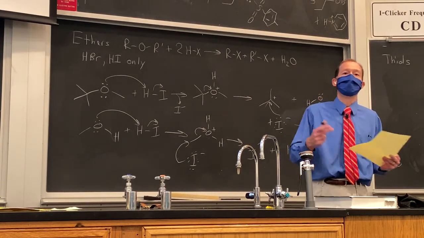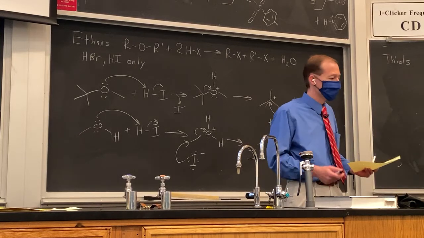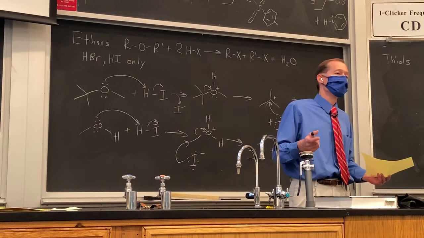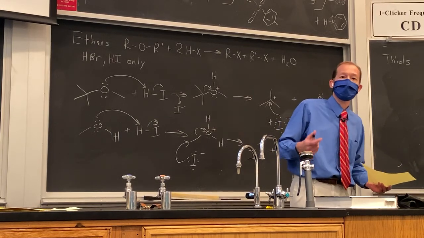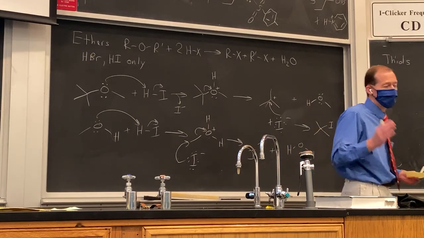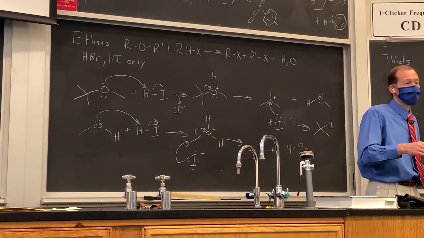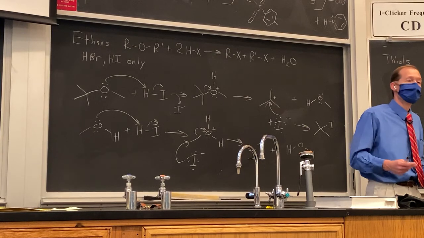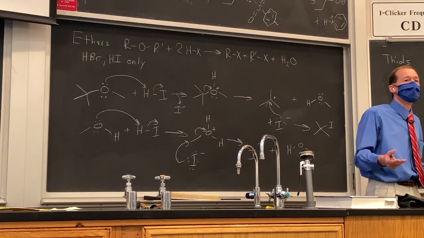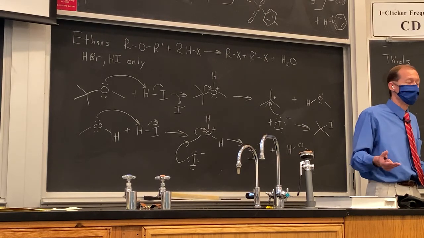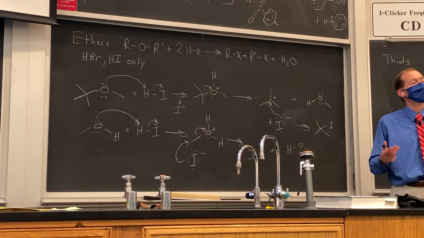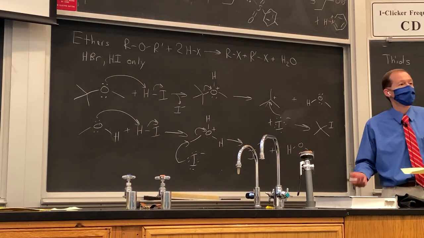Sulfur is a larger atom than oxygen. The outer shell of electrons is further away from the nucleus, so the lone pairs on the sulfur are more reactive. And so what this means is that a sulfide is right on the border between a strong nucleophile and a weak nucleophile. Whereas you would say an ether is a weak nucleophile, a sulfide is a strong enough nucleophile that it can participate in SN2 reactions, but only with primary alkyl halides.